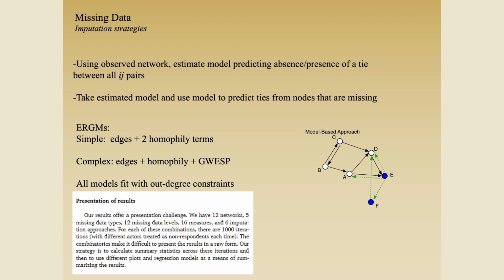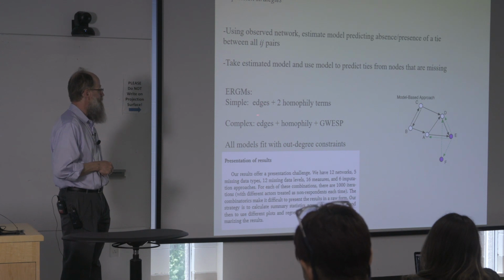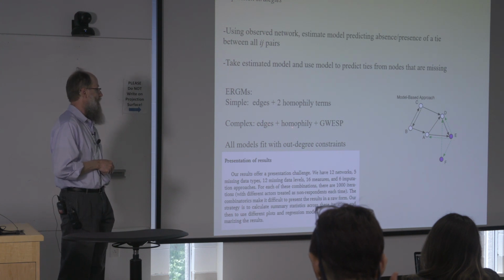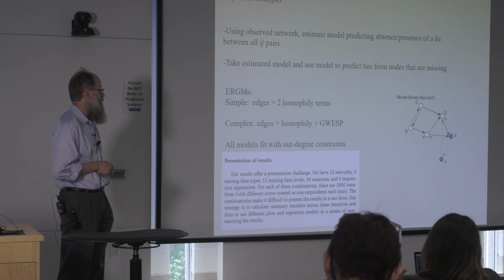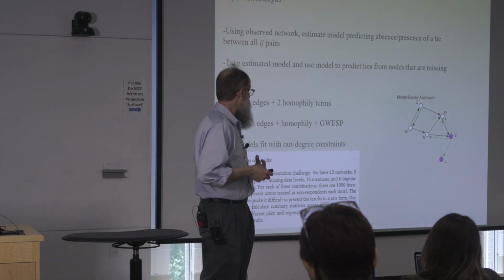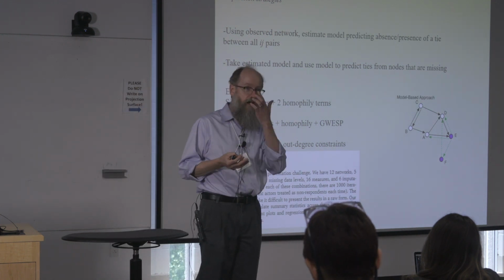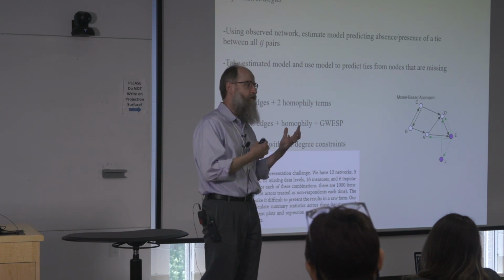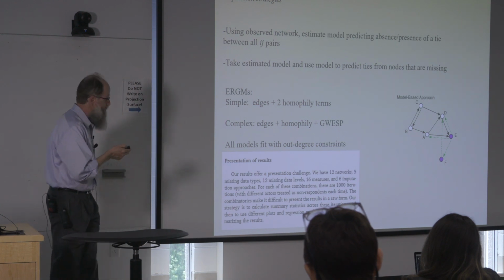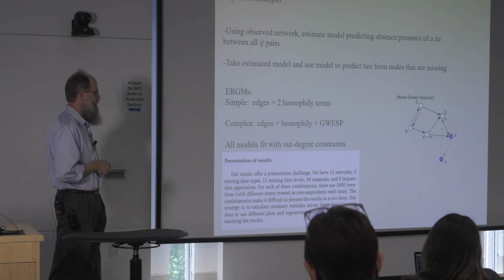We set a very simple model, which is just the density and some homophily terms, and a slightly more complex model, which just says a density, some homophily terms, two homophily, I forgot my two there, and a closed triad term. So that's a little bit of local clustering. Now, obviously, what you would really do is tailor your model to whatever is the best thing for whatever kind of data you're dealing with. We didn't do that. We wanted to use the same model across all 12 data sets.